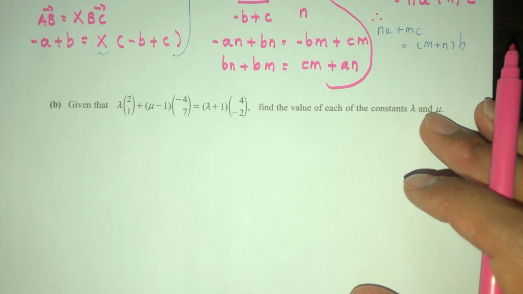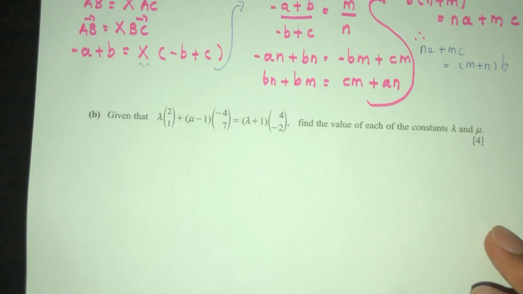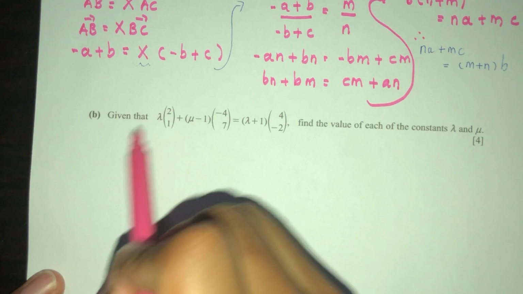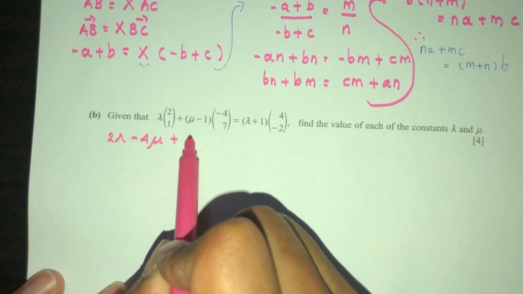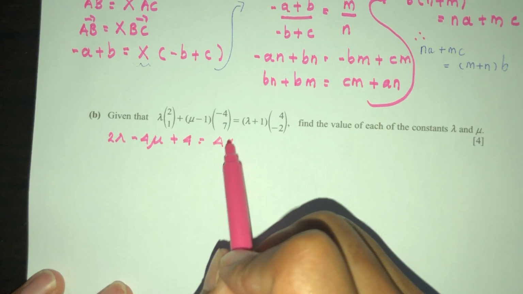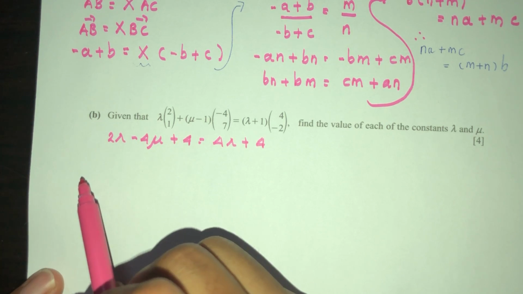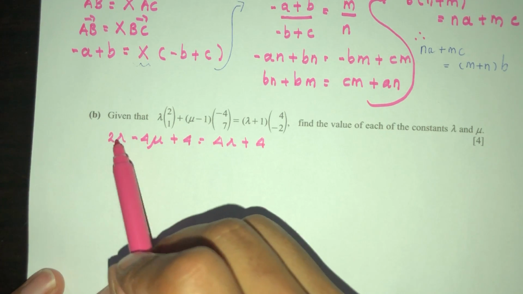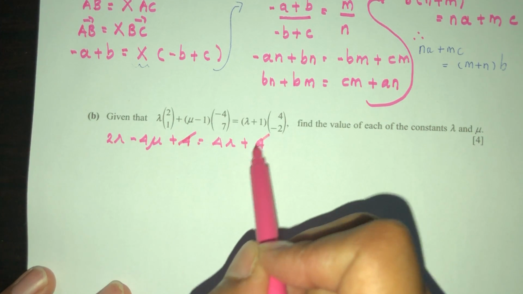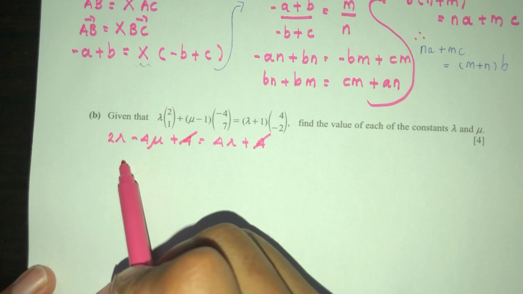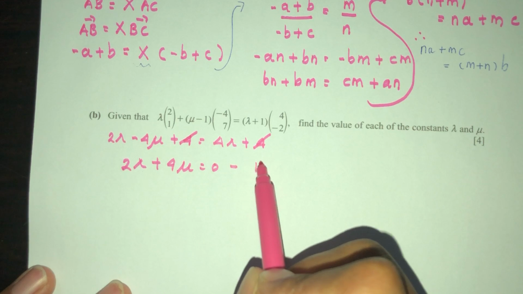Now for part B, we have to solve this equation for the values of lambda and mu. So first thing first, expand. So 2 times this will be 2 lambda, minus 4 mu, plus 4 equal to plus 4. Now simplify, you will have what? You will have, send this over here, that will become 2, so this and this will cancel out. You will have 2 lambda plus 4 mu is equal to 0. That is my first equation.